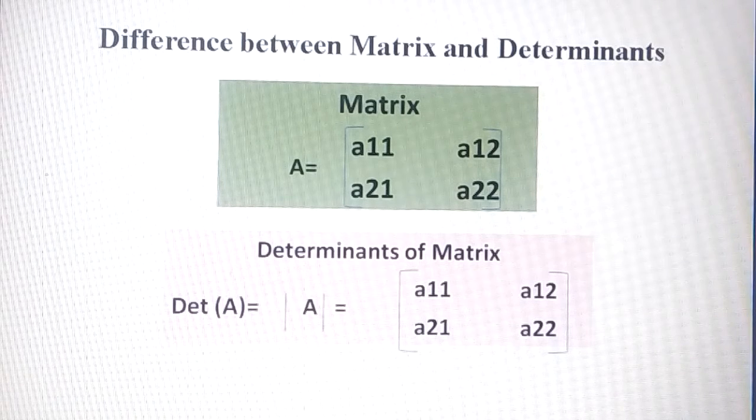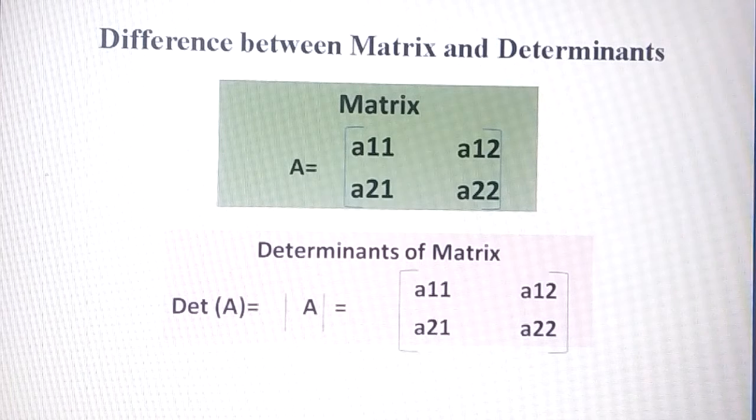Now, the difference of matrix and determinants. We can easily see that a matrix is only denoted with a numerical value or an alphabet, but the determinant of a matrix is denoted with DET. DET A means determinant of A.